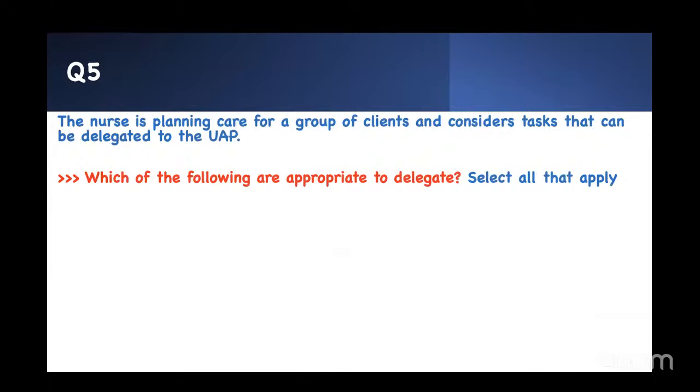Delegation, when you see a UAP, a nurse is planning care for a group of clients and considering tasks that can be delegated to a UAP. UAP, what I say is don't pick any answer that requires thinking. If it involves activity of daily living, pick it, right? That's all. Those are the things that they can help with the patient. If you require some assessment, evaluation, teaching, and everything, ignore it.